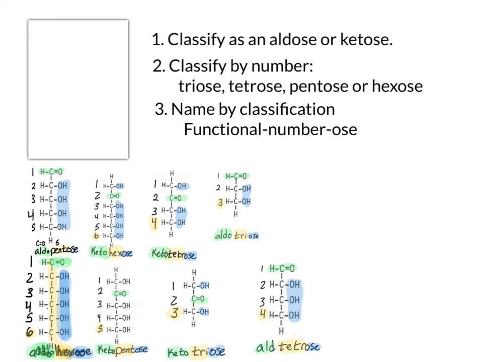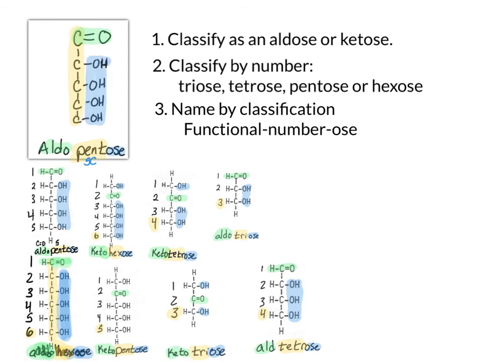Now I'm going to have you try to draw some of these. Let's try an aldopentose. Go ahead and pause the video while you draw it. And in this case, we're going to start by drawing our 5 carbons. We're going to put all the bonds around it. And we said it was an aldopentose, so we're going to make the top one into an aldehyde, put an OH on each of the other carbons, and then fill out the rest of the bonds with hydrogens.